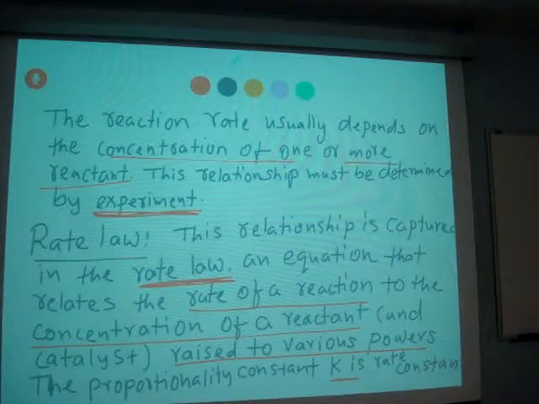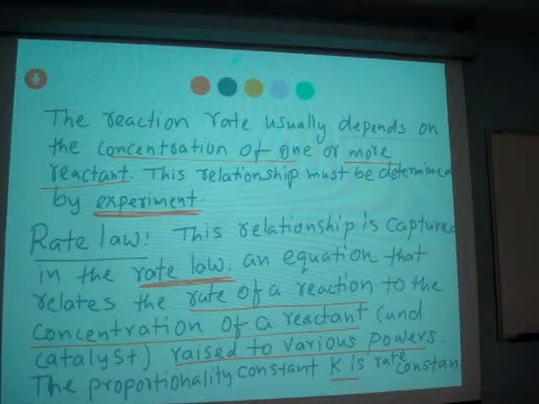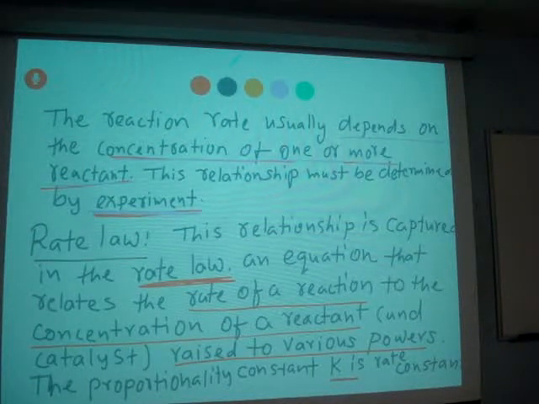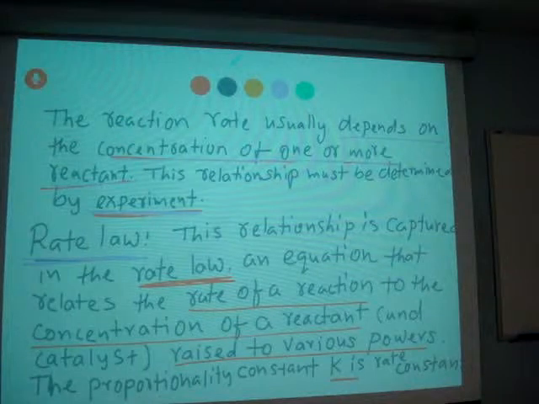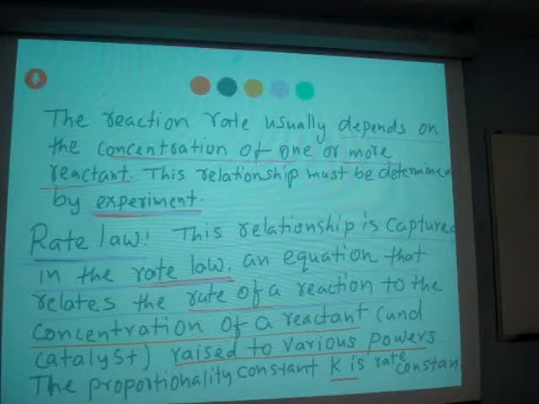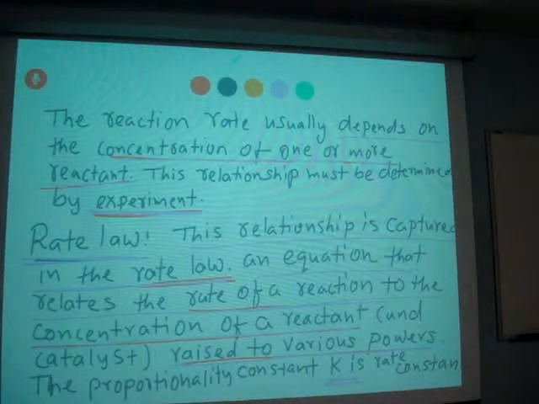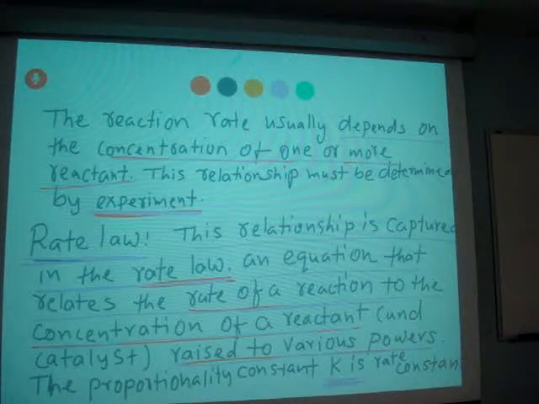So now let's look at reaction rate. Reaction rate usually depends on the concentration of one or more reactants, and this relationship is determined by experiment. This relationship is captured in the reaction rate law, an equation that relates the rate of a reaction to the concentration of reactants and catalyst raised to various powers, and the proportionality constant K is the rate constant. That way you can find the reaction rate through experiment.